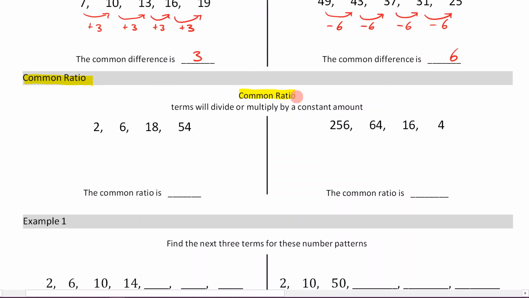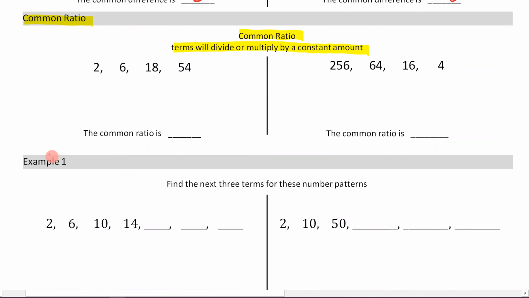So what is a common ratio? Terms will divide or multiply by a constant amount. Let's again go through two examples. So here we have 2, 6, 18, 54. Well, to get from 2 to 6, I multiply by 3. 6 to 18, I multiply by 3. 18 to 54, I multiply by 3. So we would say that the common ratio is 3. Perfect. Let's now look here.